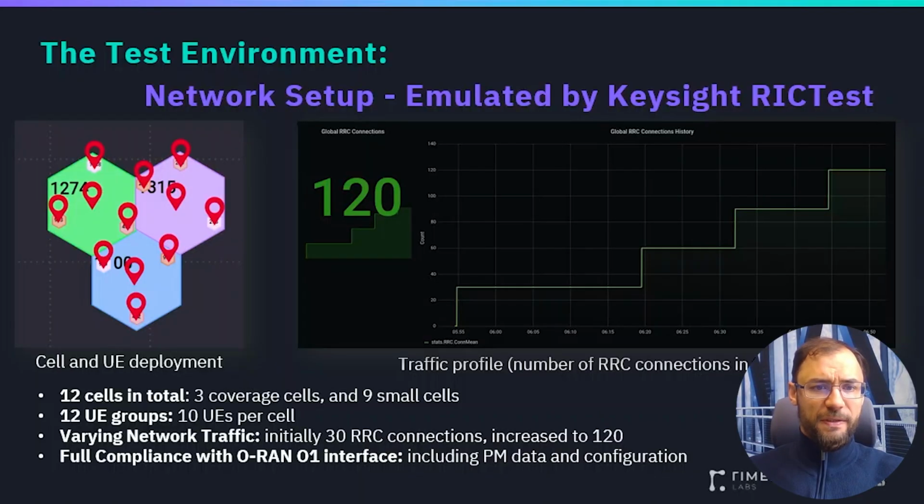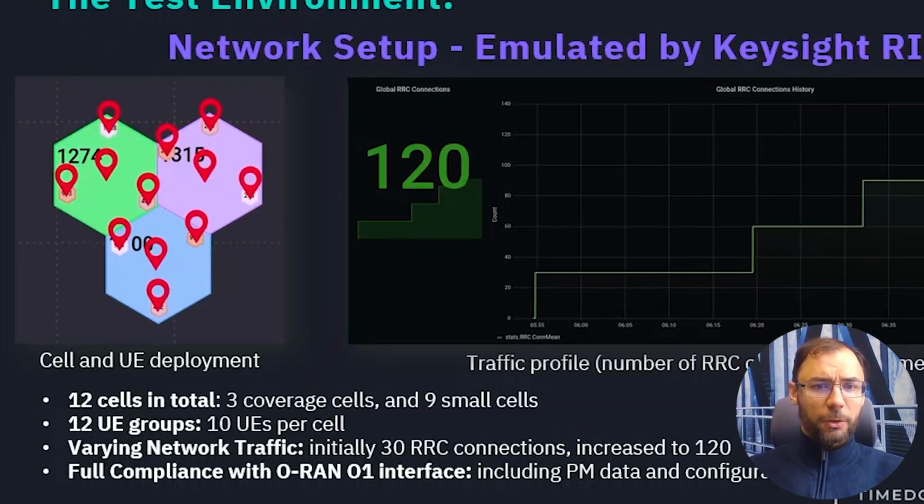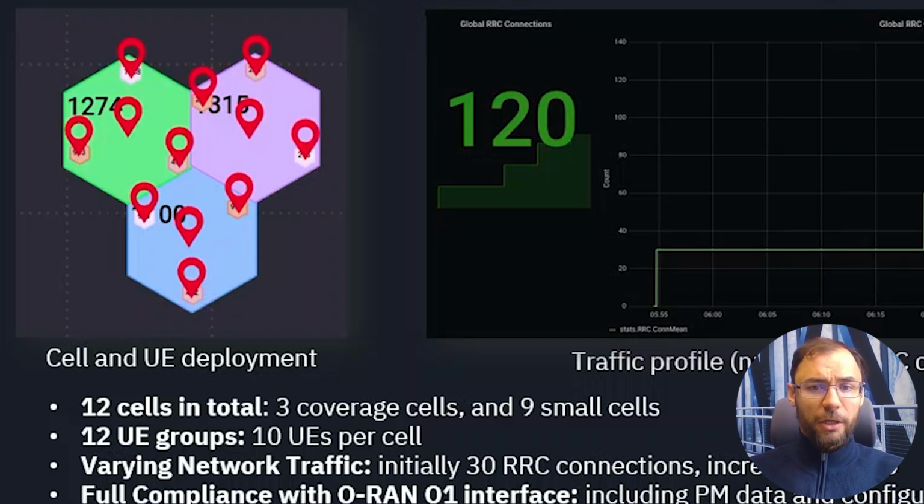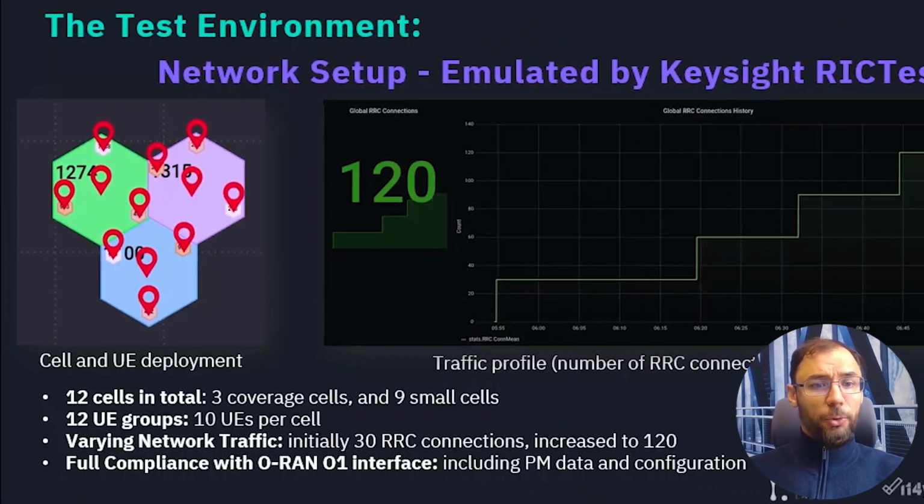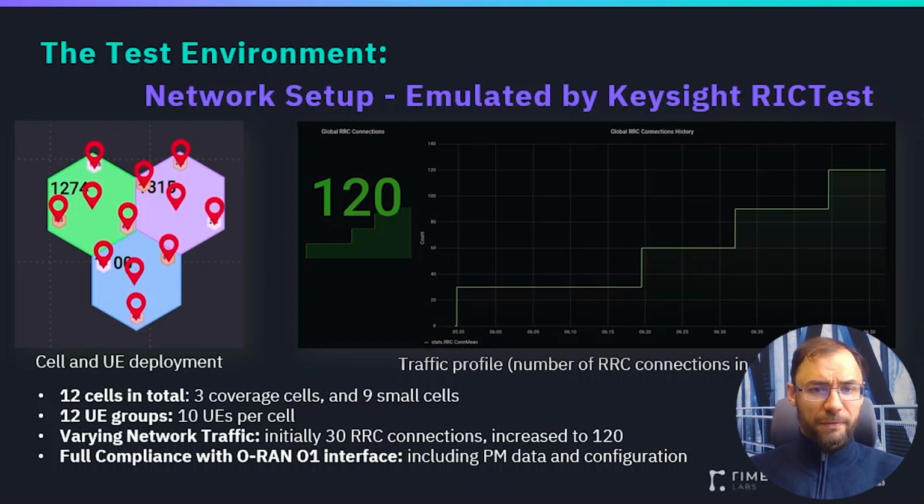To assess the power consumption of xApps Lab lightweight RIC and cell on-off switching xApps running on a Dell R750 machine under controlled test conditions, we need to feed it with RAN data. For this purpose, in our test environment we use Keysight RICtest. The utilized network setup in the figure on the left has 12 cells in total, 3 coverage and 9 small cells, providing service to 12 groups of 10 users. To create an opportunity for cell on-off switching xApps for power savings, we follow the varying network traffic depicted on the right. In other words, by having a traffic load varying in time, we can trigger cell on-off switching xApps decisions that potentially affect the power consumption.